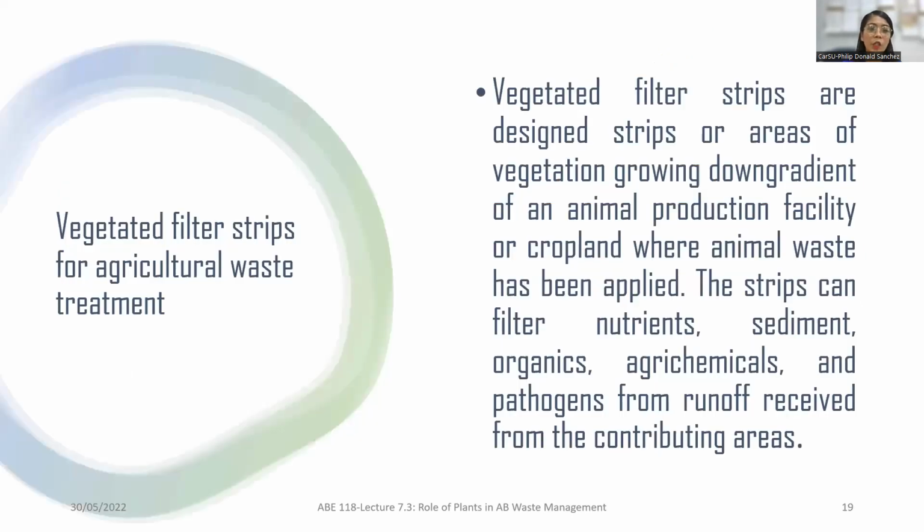So we have the vegetated filter strips for agricultural waste treatment. Vegetated filter strips are designed strips or areas of vegetation growing down gradient of an animal production facility or cropland where animal waste has been applied. So the strips can filter nutrients, sediment, organic agrochemicals, and pathogens from runoff received from the contributing areas.